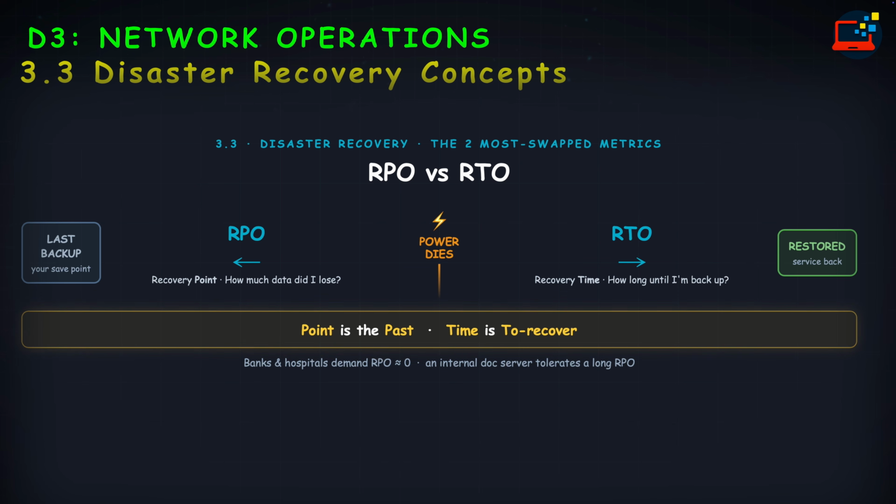The hook is point is the past, time is to recover. RPO is the recovery point behind you. RTO is the time ahead of you. Banks and hospitals demand an RPO near 0 because losing even minutes of data is unacceptable. An internal document server can tolerate a much longer RPO.